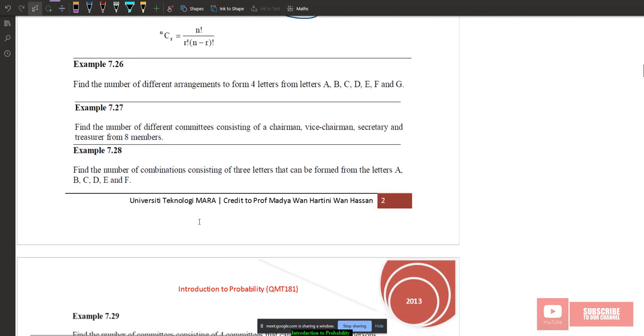In example number 7.26, find the number of different arrangements to form 4 letters from the letters A, B, C, D, E, F, and G. So A, B, C, D, E, F, G, so n equals 7. You have 7 objects. Out of 7 objects, you want to choose r equals 4 objects. You want to choose 4 objects out of 7 objects.